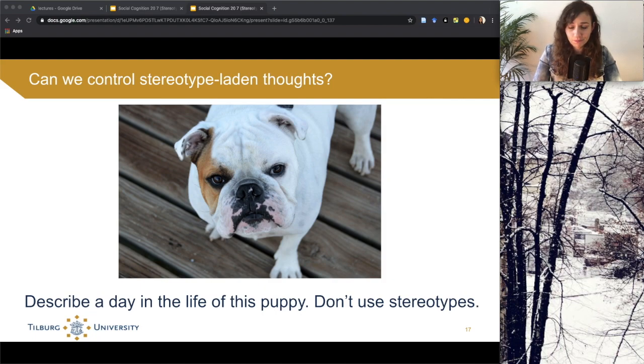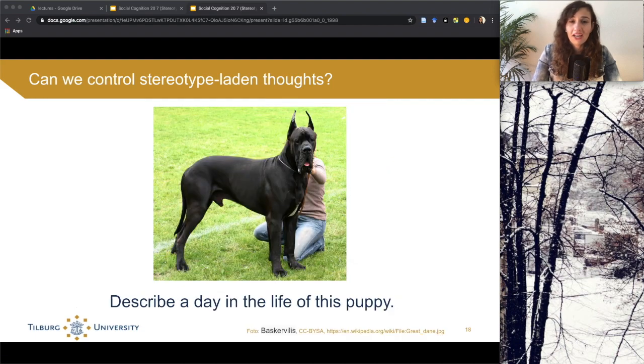And now I'd like you to do it again and describe a day in the life of this puppy. Take a moment to pause and make your description.